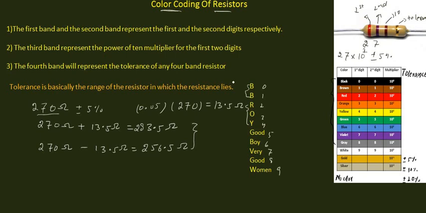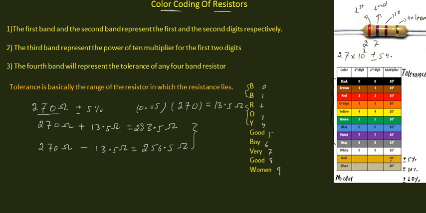By using this procedure, the smallest resistor which we can color code is 10 ohm. If you want to extend this range, or if you want a resistor having a value less than 10 ohms, then we need to insert a silver or a gold color as the third band.